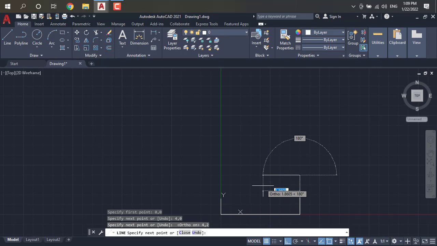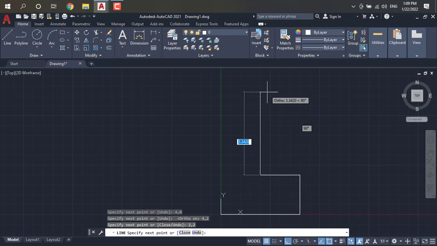Okay, we have to move in x direction. It will be 2 and y will be 2. Next, I want to increase from here. This is 2 meters. From here to here 2 meters. So y is 4, x is 2. 2 comma 4. Enter.